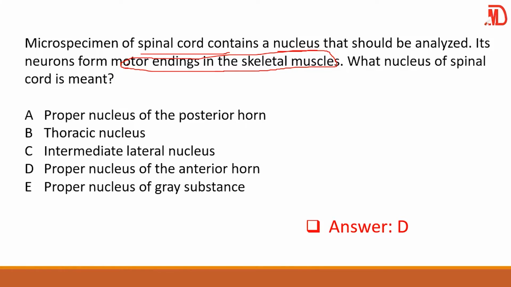They have what we call the alpha motor neurons. And these alpha motor neurons help the muscles to contract, help the muscles to move, help the muscles to do so many things. Okay, so your ability to run is because of this proper nucleus of the anterior horn that is helping you to run. It is stimulating the muscles for you to run. That's the motor function. So over here, we are looking at D. All right.